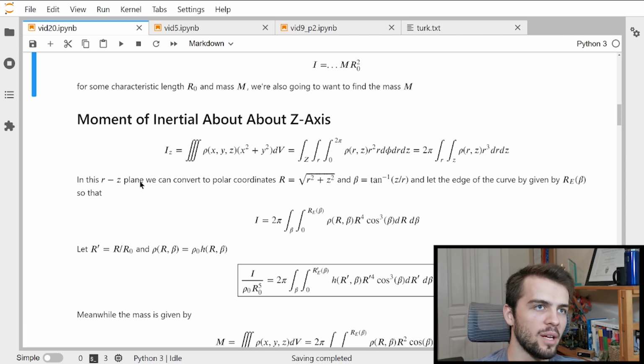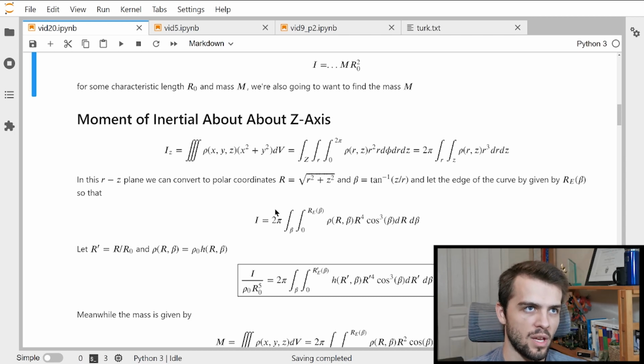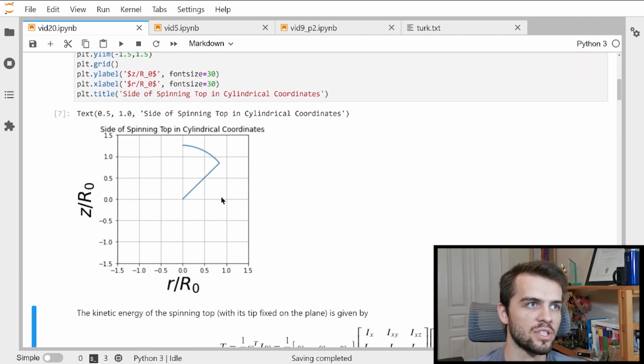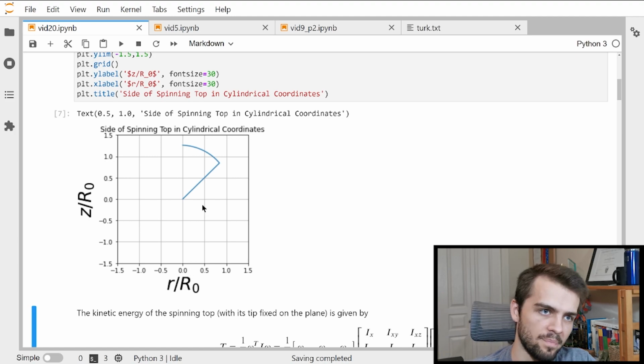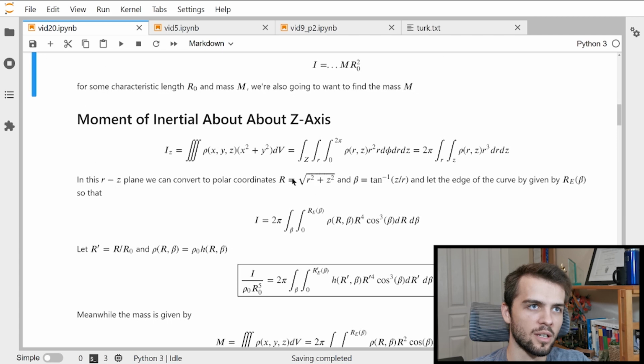Now, in the RZ plane, we can also convert to polar coordinates, which is going to be easier in this case. So what I do is I find capital R is root r squared plus z squared. All I'm doing is converting to polar coordinates in this plane. So I define a capital R, which is root r squared plus z squared. This is the dimensionless one, by the way. And I define an angle, I forget what it is, but it's the angle in polar coordinates in this RZ frame. Really, this is actually spherical coordinates, but I thought it would be easier to talk about it this way.